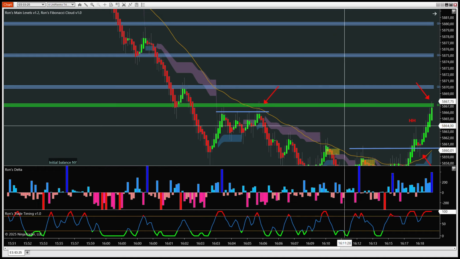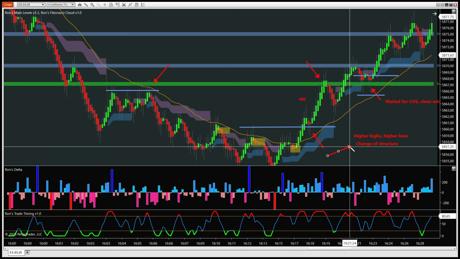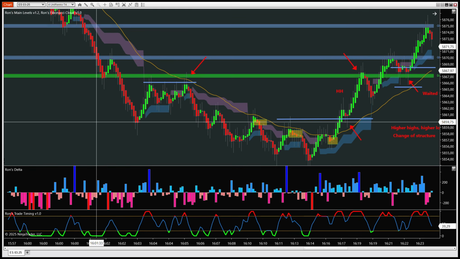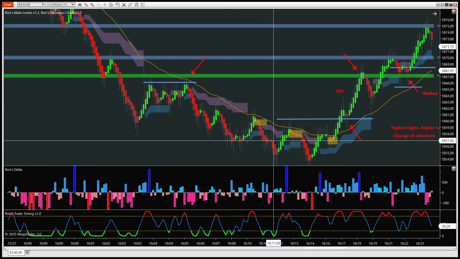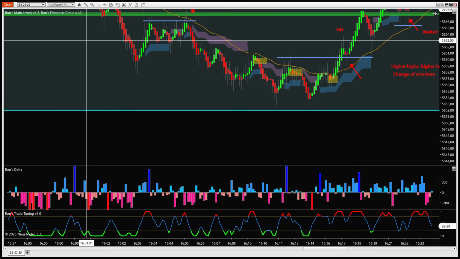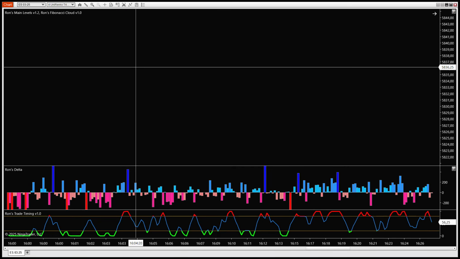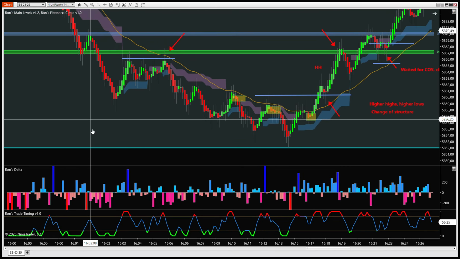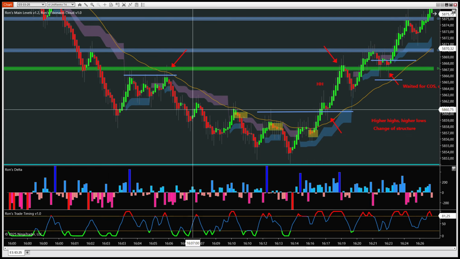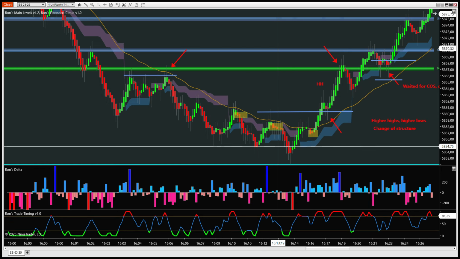Around this level, I am looking for a change of structure. We want to see higher highs, higher lows. Price was struggling below this level. We do not have any options market based gamma levels here below. There was nothing below, no man's land, right? And what we notice is price is struggling and making smaller waves. The moves get smaller and smaller.